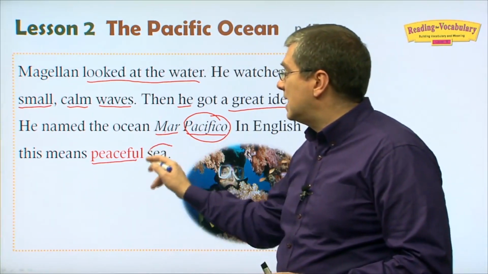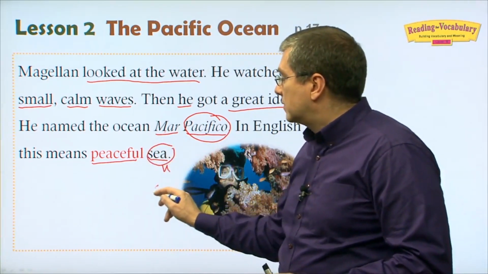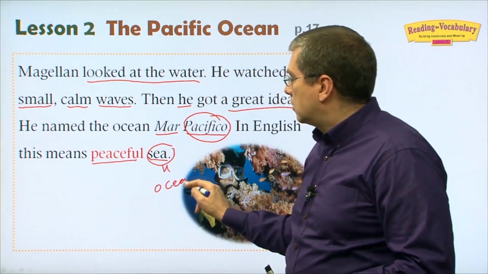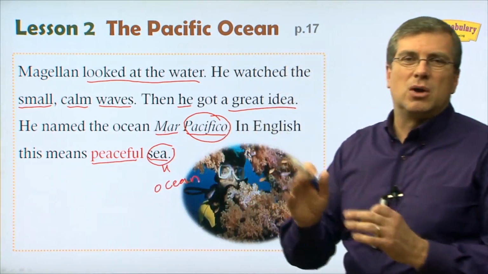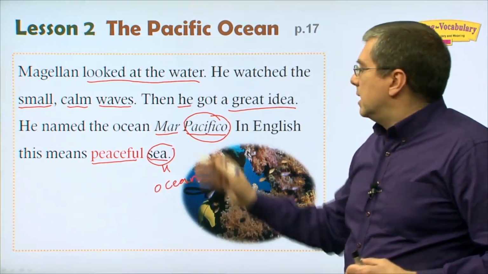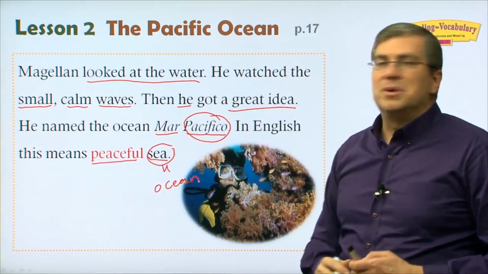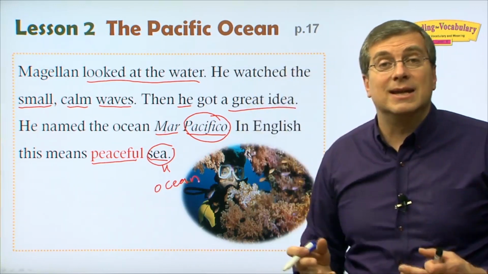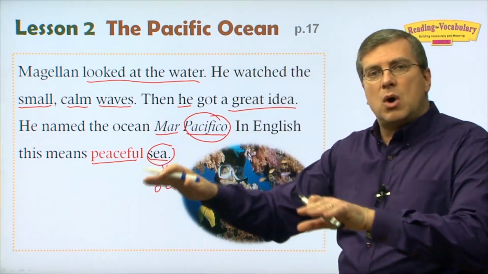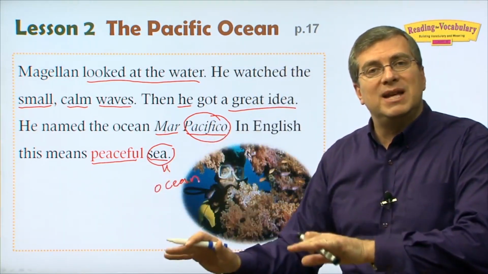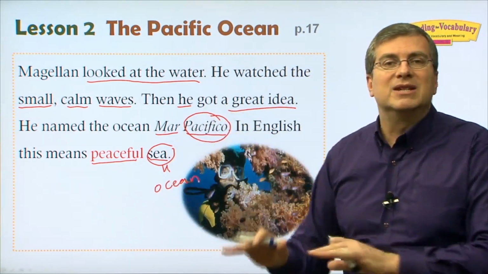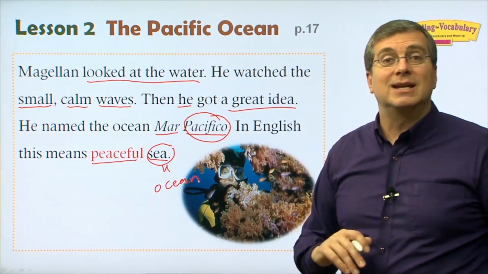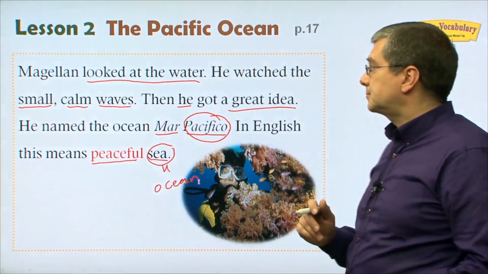Pacific Ocean, sea is the same as ocean. Although really, sea sometimes is smaller. Ocean usually is bigger. But the peaceful sea, that's the Pacific Ocean. That's the idea that he had. Well, the waves are small. They're calm. It's very peaceful. So I'm going to call it the peaceful ocean. And that was his idea. It's a good idea, right?